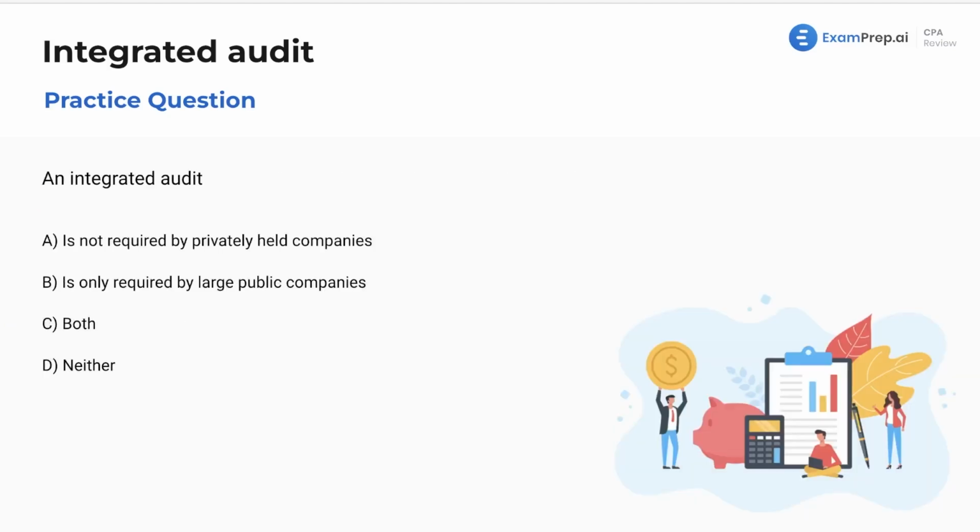In an integrated audit, so much more concise than the other one. Awesome. In an integrated audit, what are we? Is it not required by privately held companies? Is it only required by large public companies?